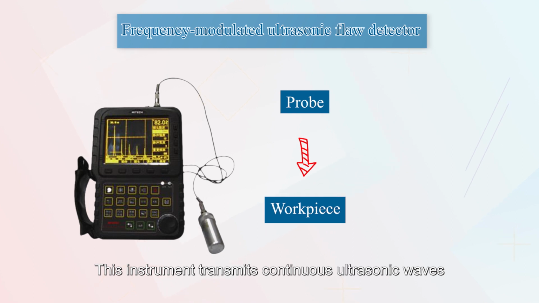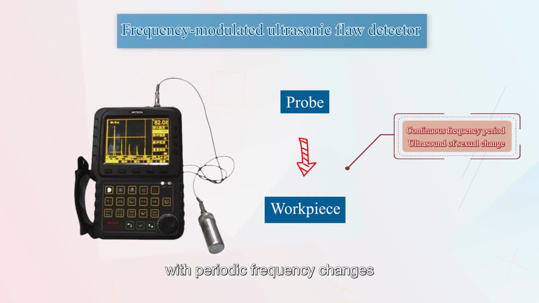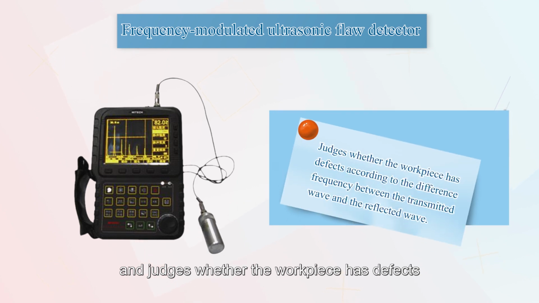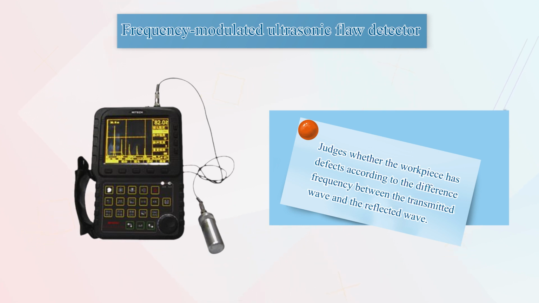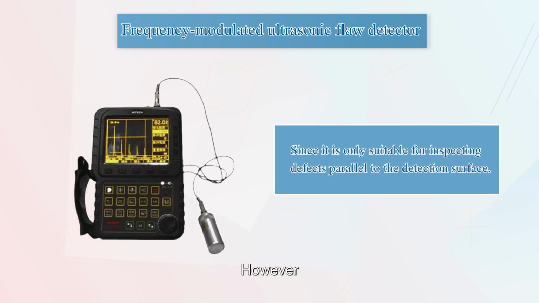This instrument transmits continuous ultrasonic waves with periodic frequency changes into the workpiece through the probe, and judges whether the workpiece has defects according to the difference frequency between the transmitted wave and the reflected wave. The resonance flaw detector adopts this principle. However, since it is only suitable for inspecting defects parallel to the detection surface, most of these instruments are replaced by pulse wave flaw detectors.